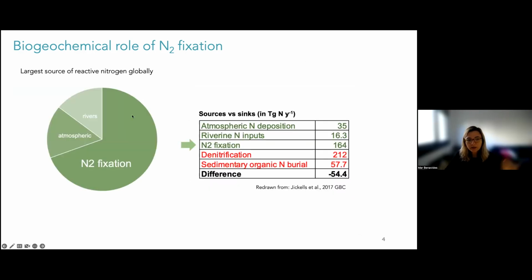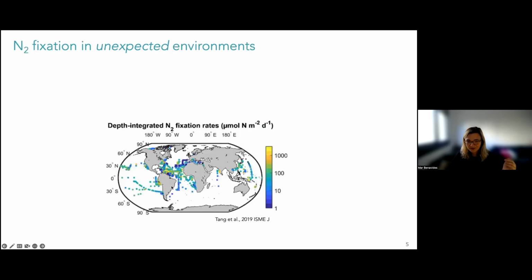If we put it in a budget as well, nitrogen fixation provides the largest source of reactive nitrogen globally, above atmospheric deposition and also riverine input. But all these inputs are counteracted by other microbial and physical processes that can remove reactive nitrogen from the ecosystem, such as denitrification, anammox, and other nitrogen loss pathways, and also sedimentary organic burial. There are different estimations of both these sources and the sinks, but no matter which estimation you use, you always come out with a negative balance. This can mean that either we are not measuring nitrogen fixation properly or any of the other processes, or maybe nitrogen fixation is being done in other places that we are not taking into account. And this is the message I would like to convey today.